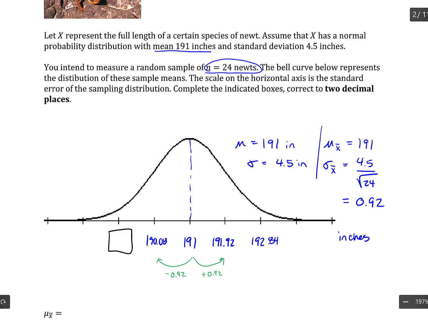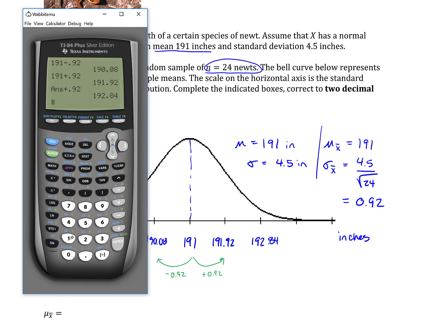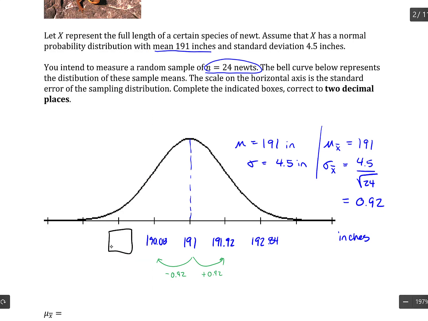And we could continue this process any number of standard deviations. The same for going to the left. If I then take 190.08 minus another standard deviation, that puts me at 189.16.